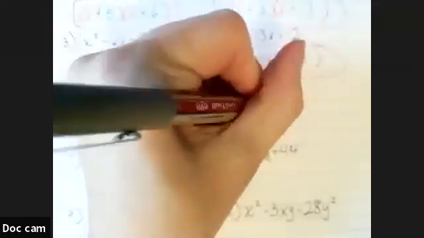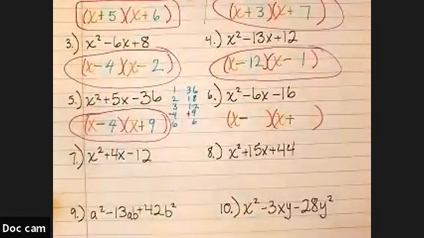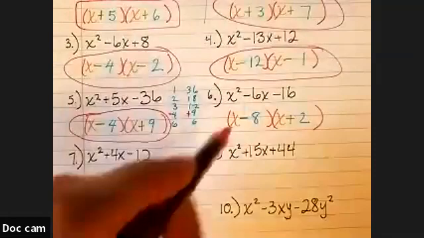Number 6, 2 sets of parentheses, 2 x's. I'm looking for 2 numbers that multiply to a negative, so that means it's going to be opposite signs. One's negative, one's positive. So 2 numbers that multiply to 16 and have a difference of 6 is going to be 8 and 2.